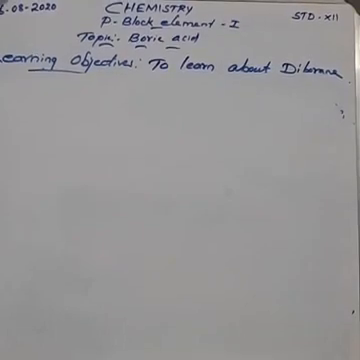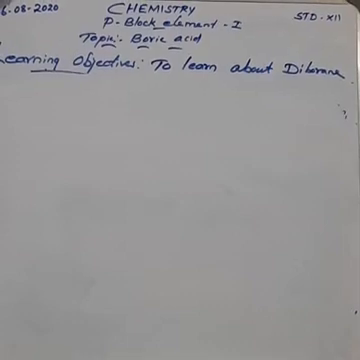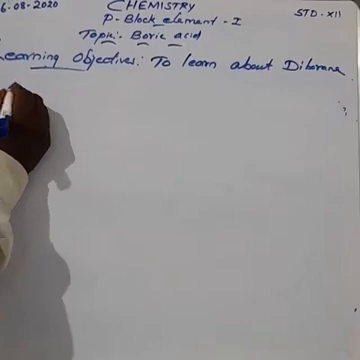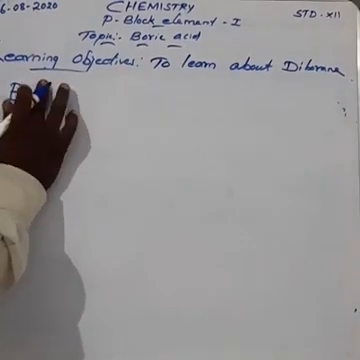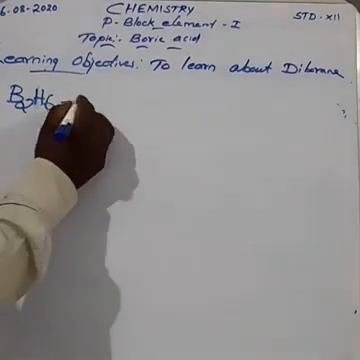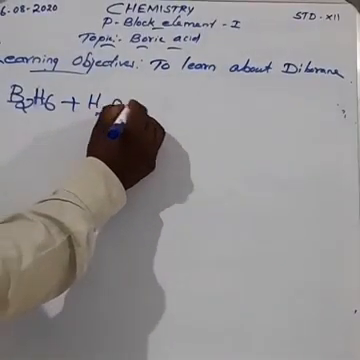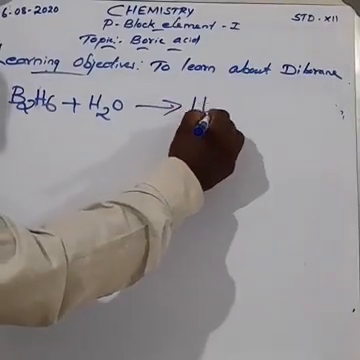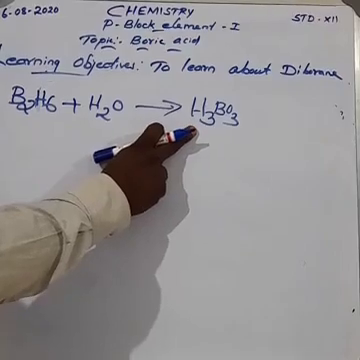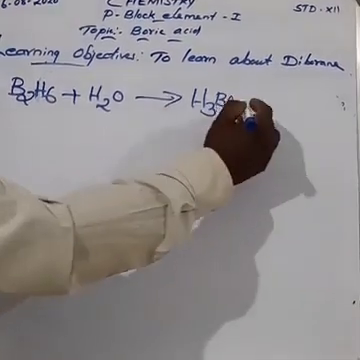Next, diborane reacts with water to give boric acid. And also diborane reacts with alkali to form sodium metaborate. First one, diborane, B2H6, reacts with water to form boric acid. What is the formula of boric acid? H3BO3 and the evolution of hydrogen gas.